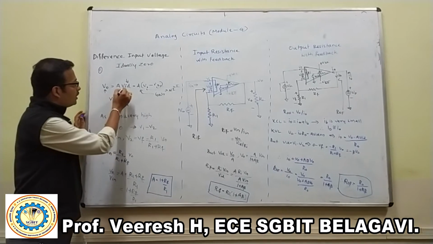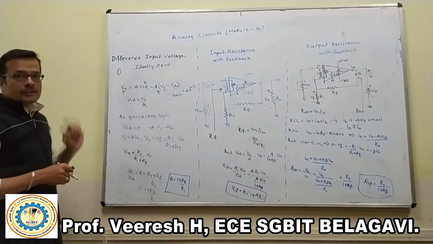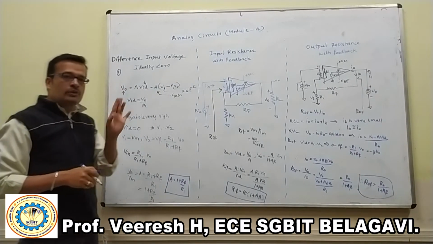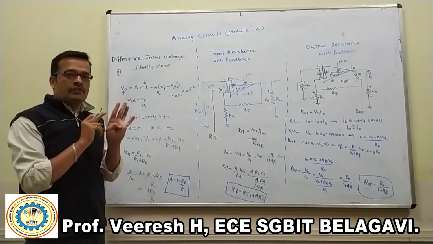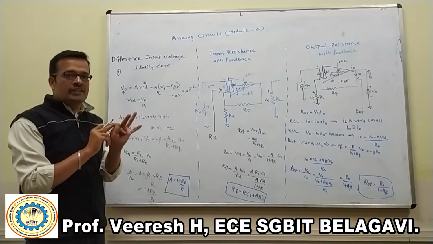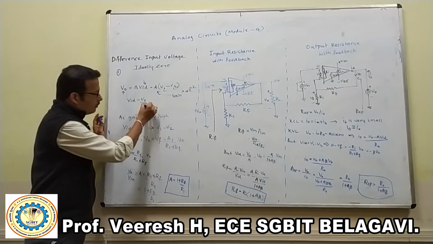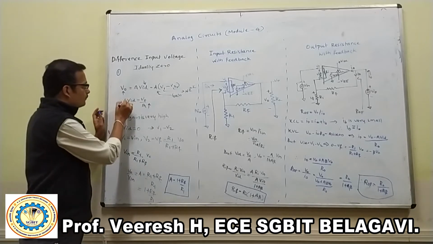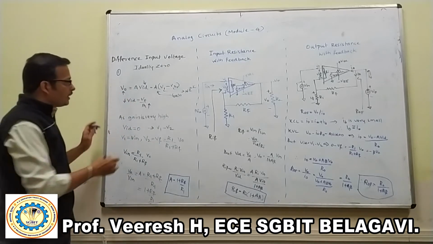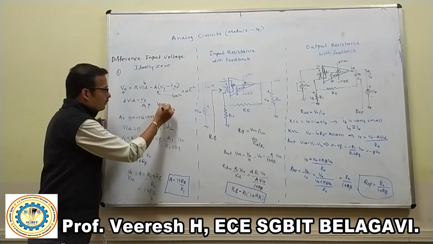Now we can write this as VID equal to V0 divided by A, that is, A we take to the other side. And we know that for the operational amplifier, the gain is infinite, input resistance is infinite, and output resistance is ideally zero. So as the gain is infinite, as the denominator increases, this VID decreases. Or I can say that if this is infinite, then I can write VID equal to 0.